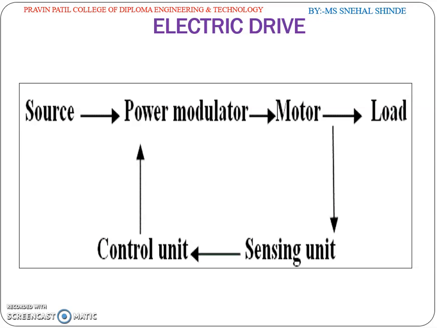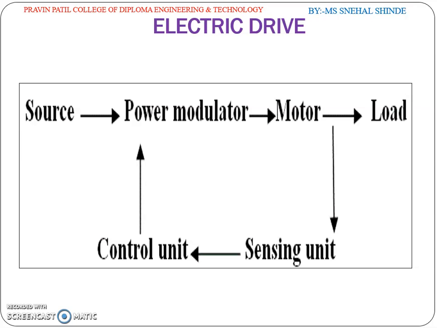The power modulator has to perform the following functions: to provide the input power to the motor in a proper form. For example, for a DC motor, AC is converted to DC and then fed to the motor. To start the motor in a proper way, that is performing the function of starter. And to feed the modulated power to the motor such that it gives the desired speed torque characteristics.